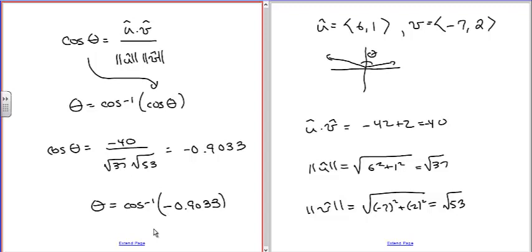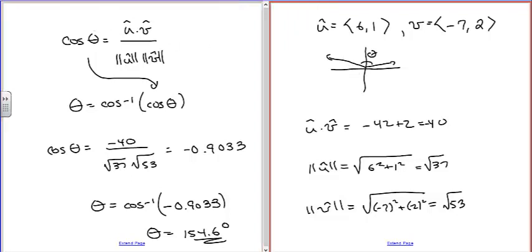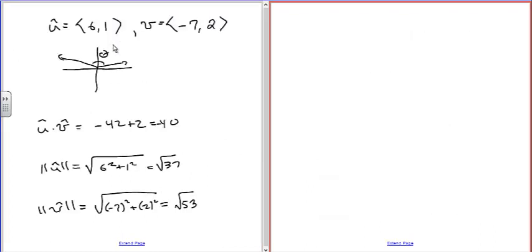And then you take the inverse cosine of that number, making sure that your calculator is in degrees, and I get 154.6 degrees, which is what I thought it was going to be. Pretty big, because this vector's hugging the x-axis close, and this one's hugging the negative x-axis close. Okay, so that's finding the angle between two vectors.